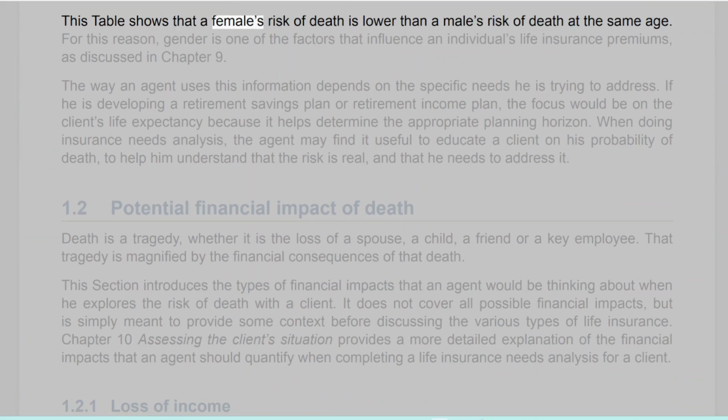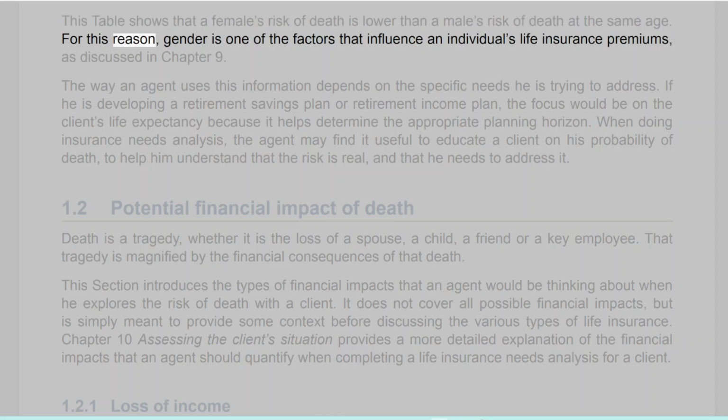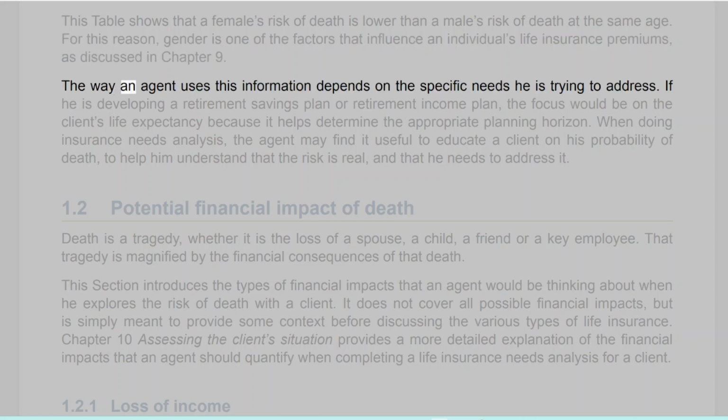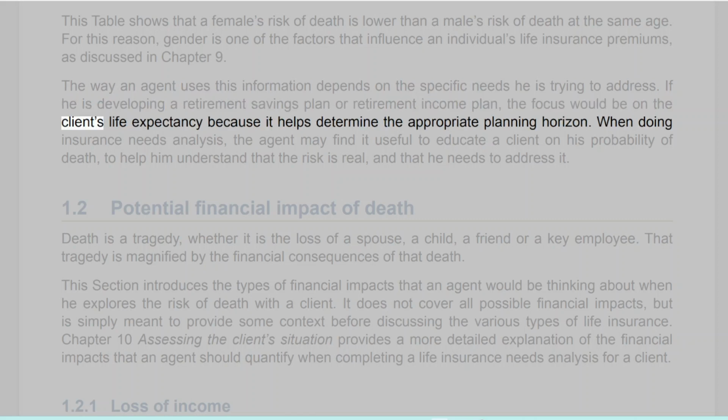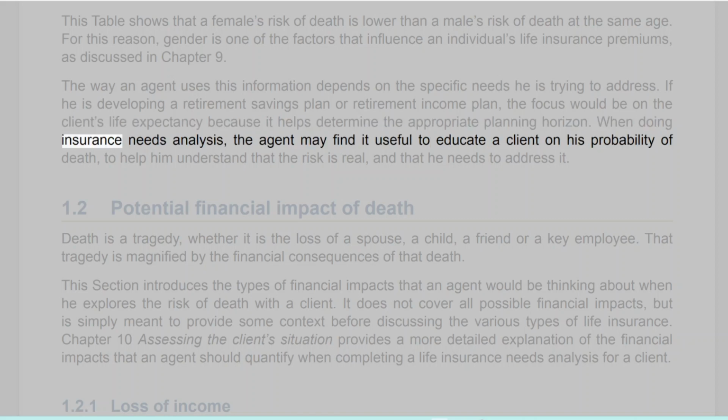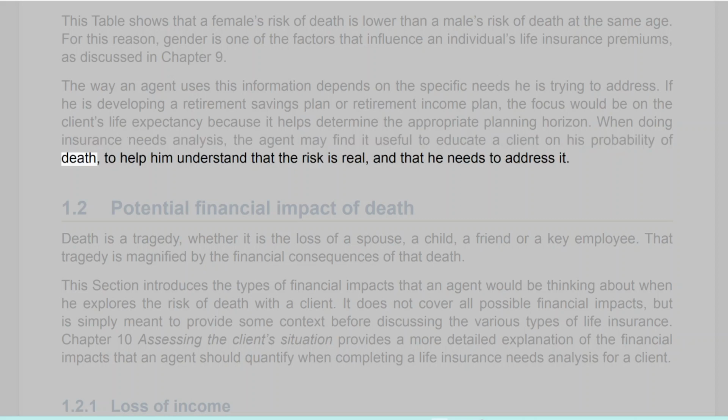This table shows that a female's risk of death is lower than a male's risk of death at the same age. For this reason, gender is one of the factors that influence an individual's life insurance premiums, as discussed in Chapter 9. The way an agent uses this information depends on the specific needs he is trying to address. If he is developing a retirement savings plan or retirement income plan, the focus would be on the client's life expectancy because it helps determine the appropriate planning horizon. When doing insurance needs analysis, the agent may find it useful to educate a client on his probability of death, to help him understand that the risk is real, and that he needs to address it.